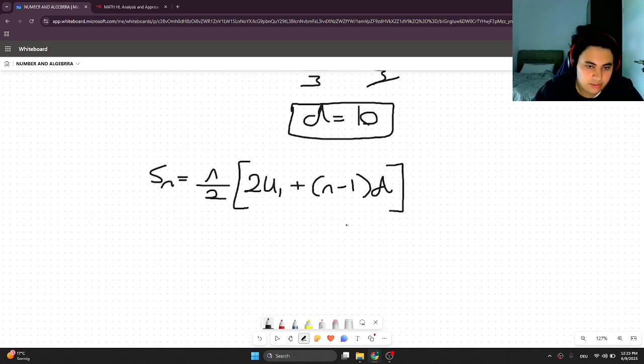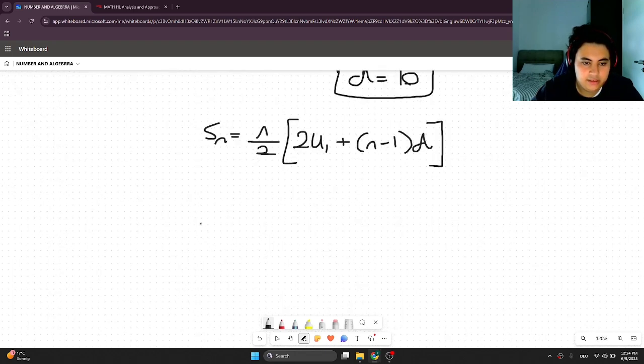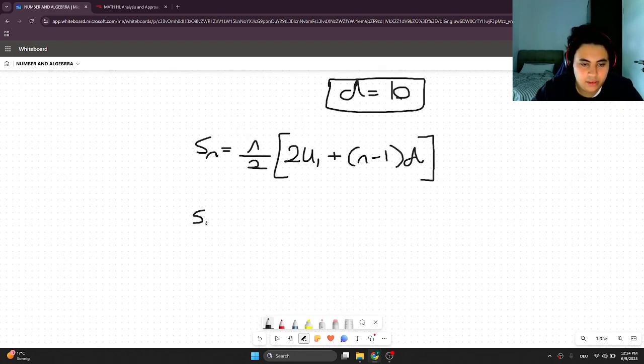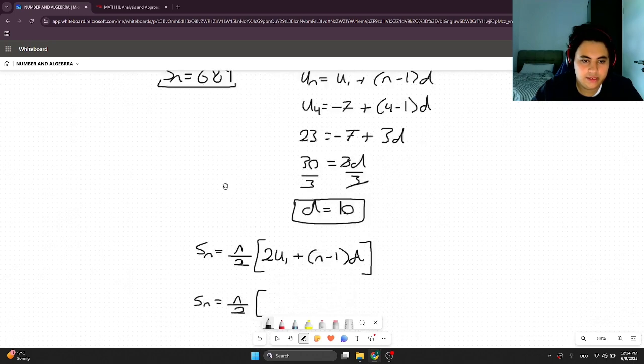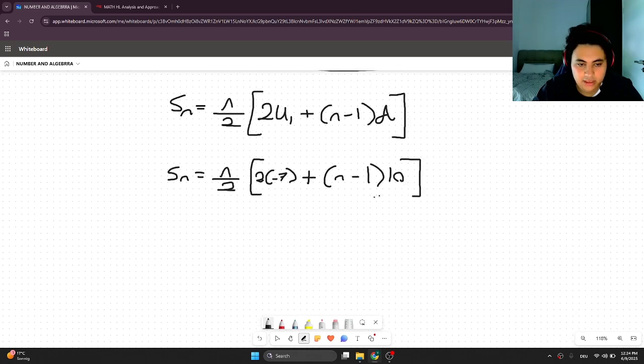Yeah, so this is the formula, right? So we have Sn, Sn is equal to 689. So we're going to say Sn is equal to n divided by 2. n is not given. u1 is equal to negative 7, right? So 2 times negative 7 plus n minus 1, again not given, but the common difference is 10, right? And this is all equal to 689.